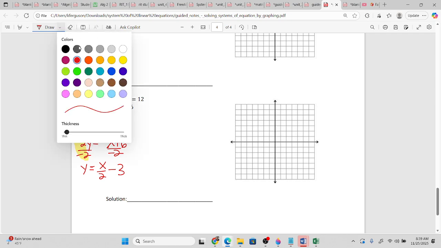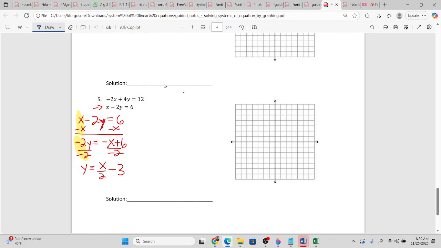Let's see what happens when I do this. I've got negative 2x plus 4y equals 12. So I want to isolate y. What's the first thing I need to do?